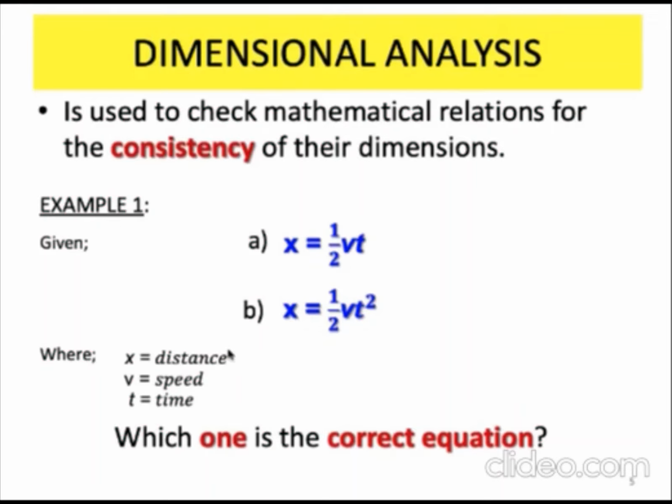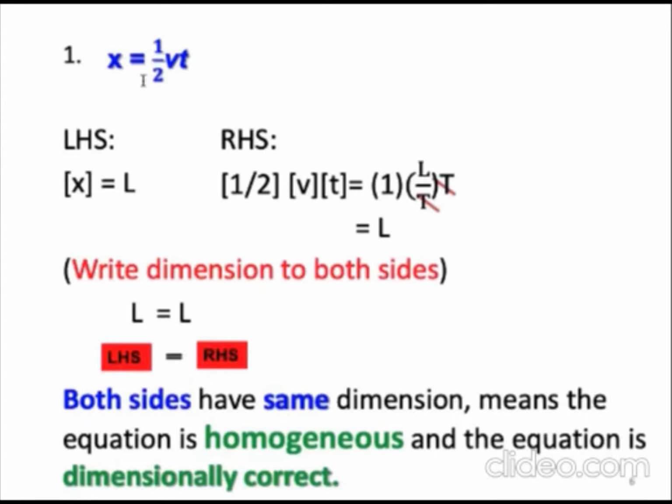There are two equations here, which are x equal half vt and x equal half vt square, where x is the distance, v is speed, and t is time. The question is, which one is the correct equation? Okay, we look at the first equation, which is x equal half vt, and use the concept of dimensional analysis to know whether the equation is correct or not.